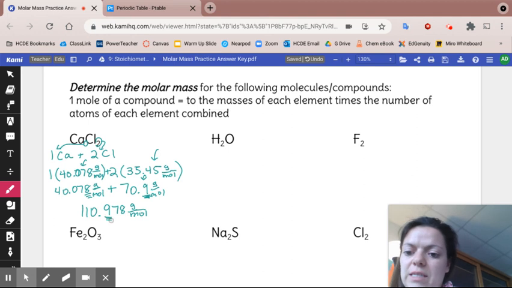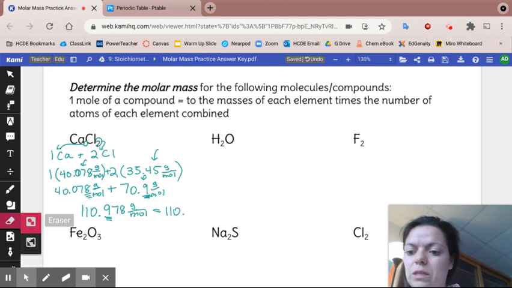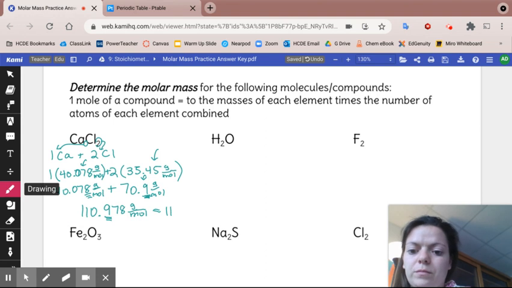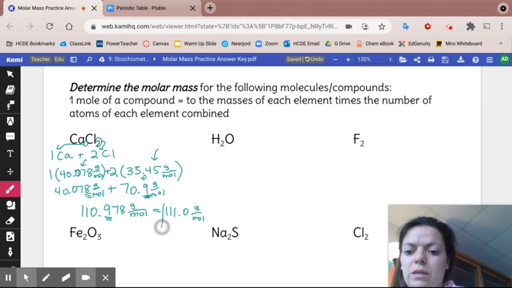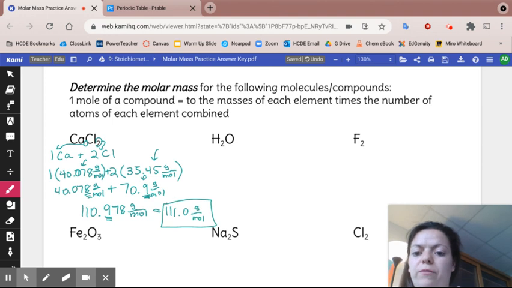So I'm going to be going to this tenths place value here. If I'm looking at significant figures, so this would be 100 point. Actually, I have to round up, so this would actually be 111.0 grams per mole. That would be my final answer for the molar mass of calcium chloride, which has 1 atom of calcium and 2 atoms of chloride for every molecule. Okay.